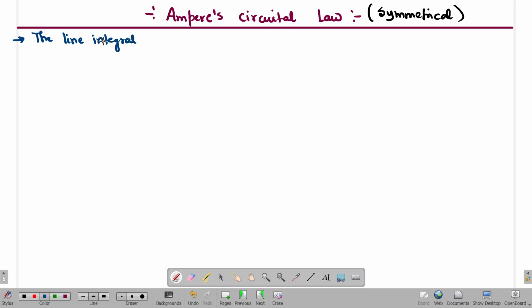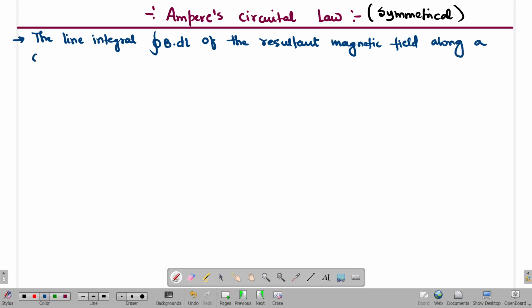So see, Gauss's law was a surface integral. Here, which integral? Yeah, so that means I'll take B dot dl, not B dot dS. Are you able to get me? So it is the integral of B dot dl of the resultant magnetic field, the line integral of B dot dl of the resultant magnetic field along a closed plane curve. See what I'm using? Plane curve.